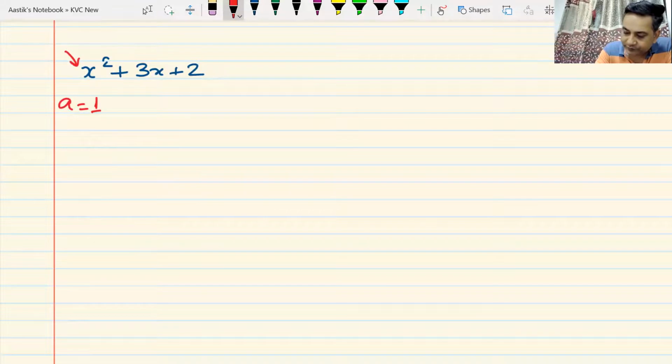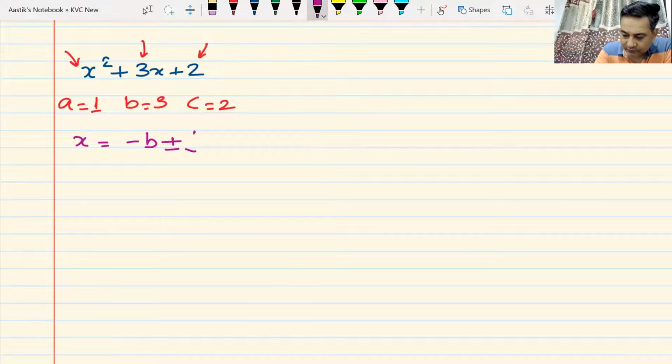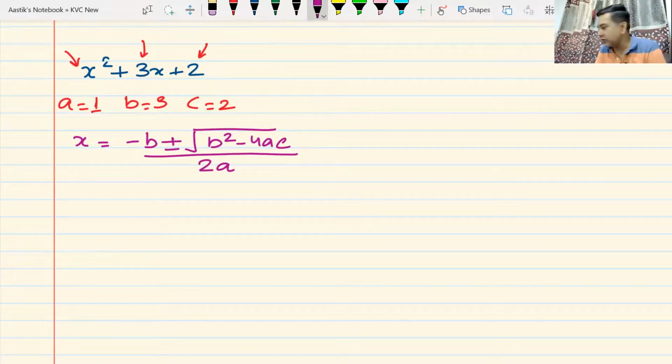Yes, B is 3, sir. C equals 2. B is equal to 3 and C is equal to 2. Well done. That is the first step. I hope all of you have done this first step. What is the next step, beta? Sir, x is equal to minus b plus or minus the square root of b square minus 4ac by 2a. We'll put the formula: x is equal to minus b plus or minus root over b square minus 4ac by 2a. What is the next step, beta? Yes, sir. Sir, now b equals minus 3. B is equal to 3, beta.